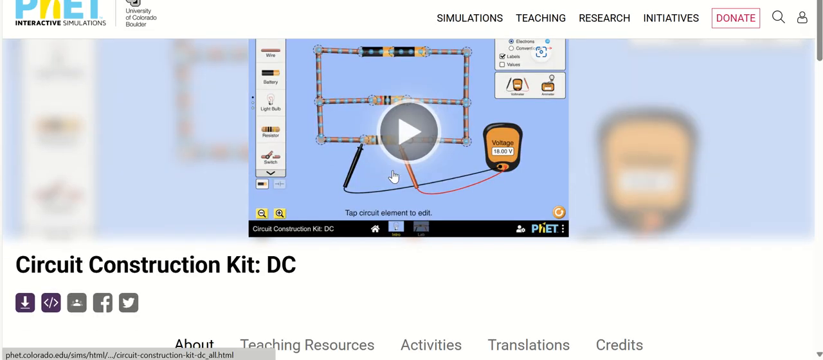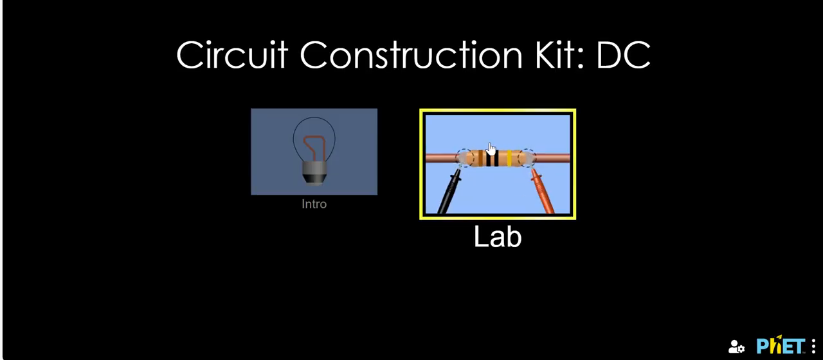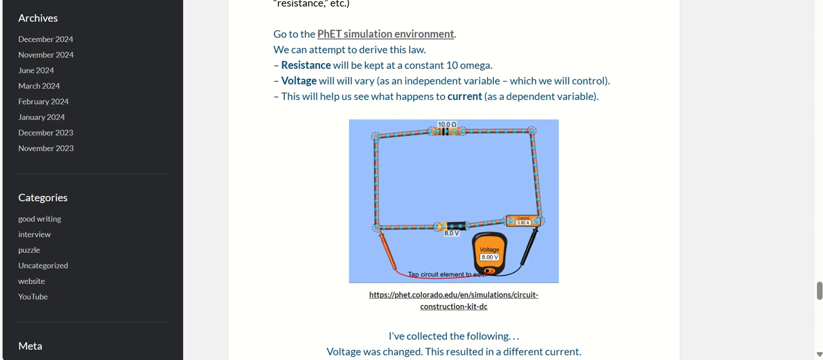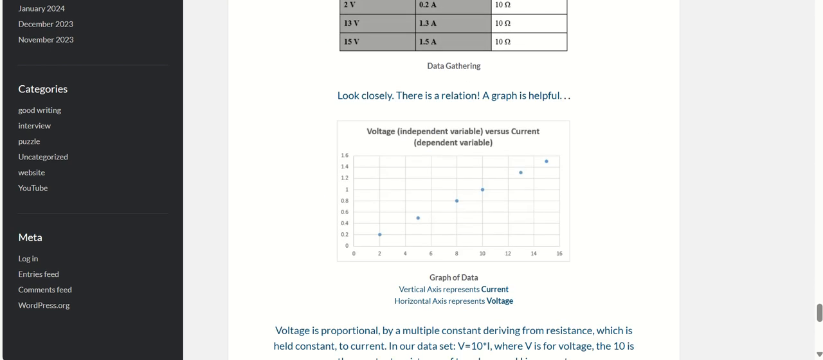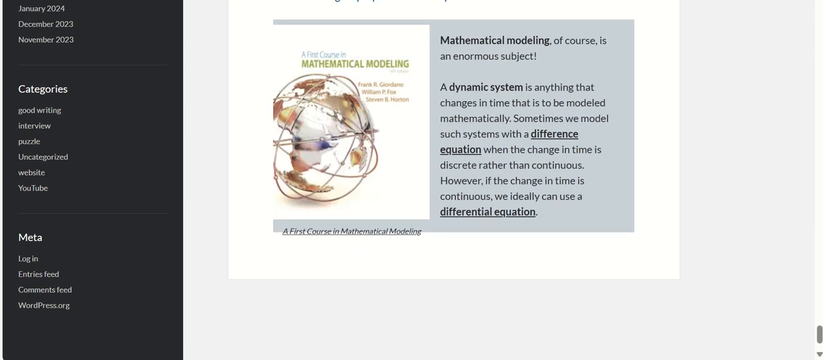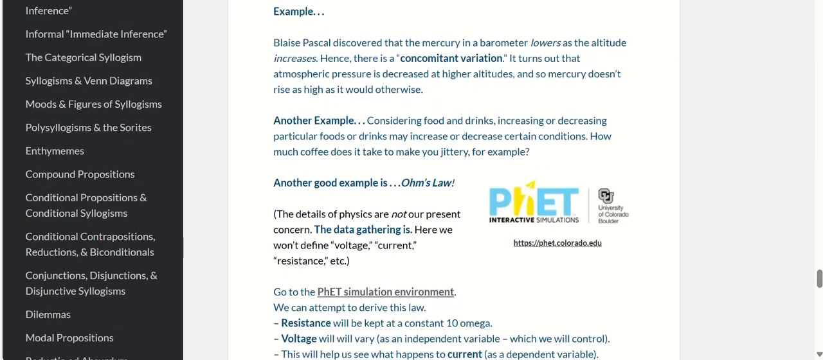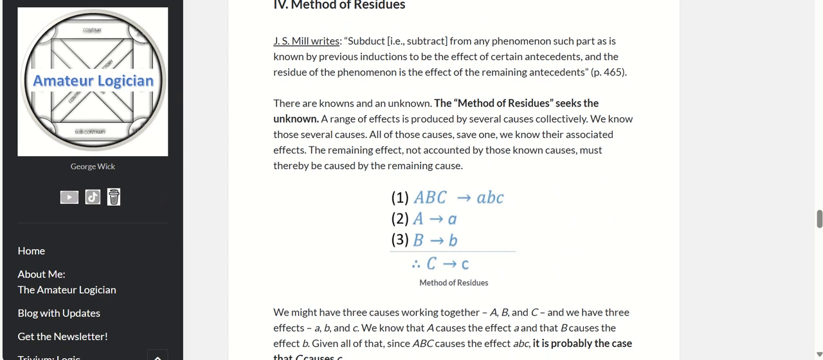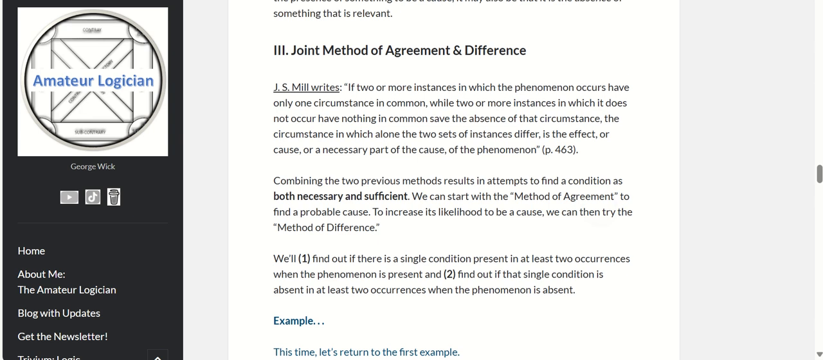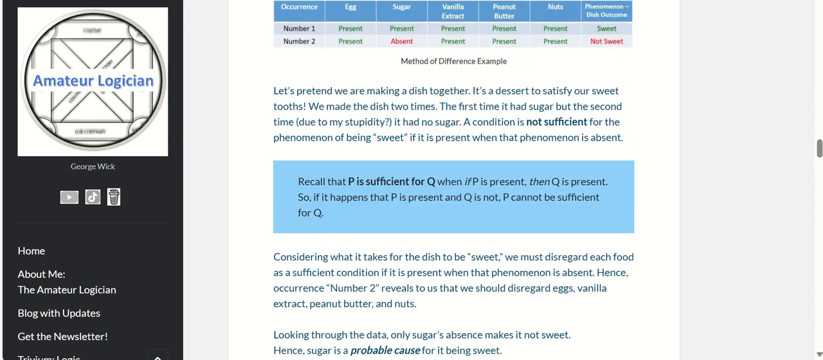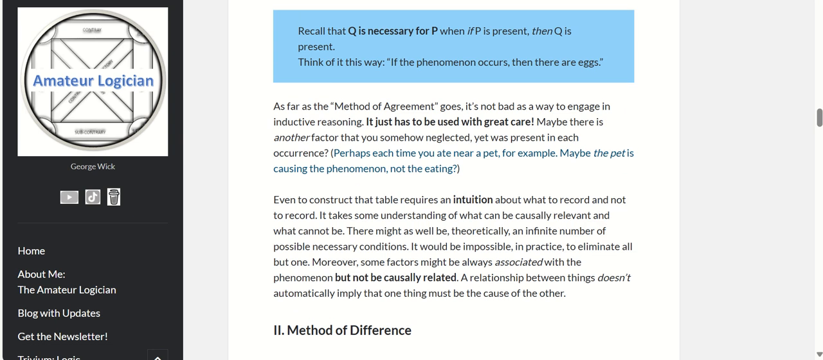This was developed by the University of Colorado, and it's pretty cool. You have this interactive virtual laboratory, so to speak, and with it I construct an experiment to derive Ohm's law. So this is an example of an entry I have on my website. I think you might enjoy this type of material, and I hope people actually learn from it. I think this is a pretty good example of what you can find on my website.